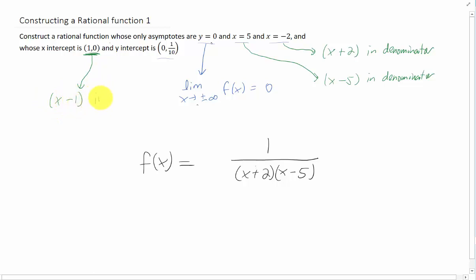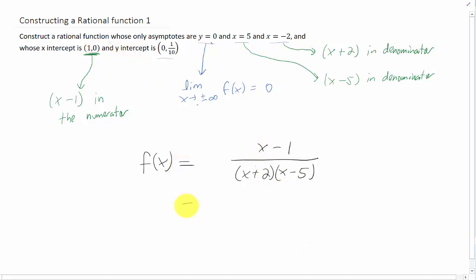in our numerator. Let's plug that in here, and now maybe it's a little bit easier to see that if we plug in an x value of 1 right here, we're going to get 0 in the numerator. We're going to get something that's not 0 in the denominator, so that will give us a y value, or a function value, of 0.